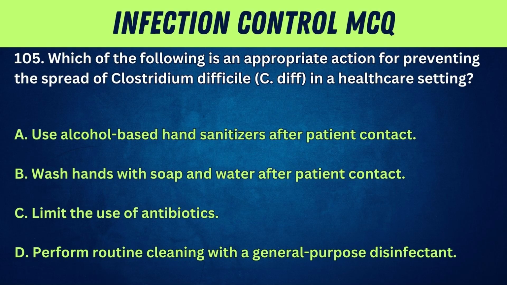105. Which of the following is an appropriate action for preventing the spread of Clostridium difficile, C. diff, in a healthcare setting? A. Use alcohol-based hand sanitizers after patient contact. B. Wash hands with soap and water after patient contact. C. Limit the use of antibiotics. D. Perform routine cleaning with a general-purpose disinfectant.